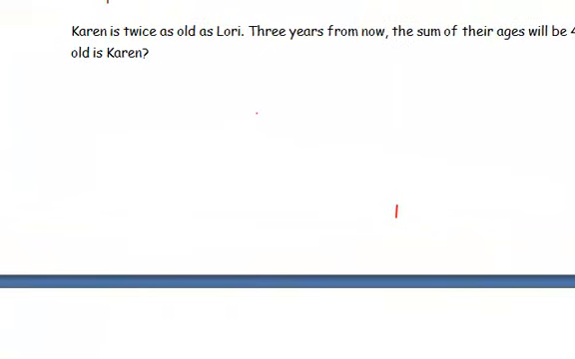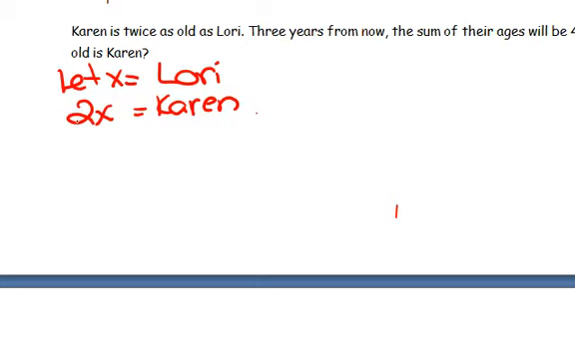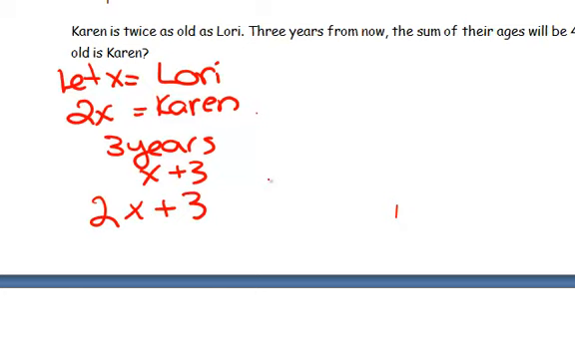Question number 4. Karen is twice as old as Lori. So we're going to let x be Lori. And that way, Karen is twice as old. So 2x. 3 years from now. So again, you can either set it up as a chart or have your let x. So 3 years from now, I'm going to have x and x, or 2x, plus 3. Okay? The sum of their ages will be 42. Perfect. Sum means I add.